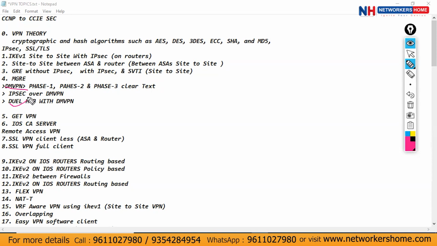It's not a redundancy. It's not like an active standby. Both the devices, both the hubs will be active. Both the hubs will receive a request of spokes. If you capture the packet, you will see, right? If you trace the route, you will come to know, right?